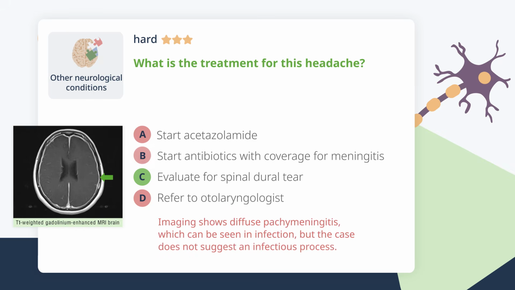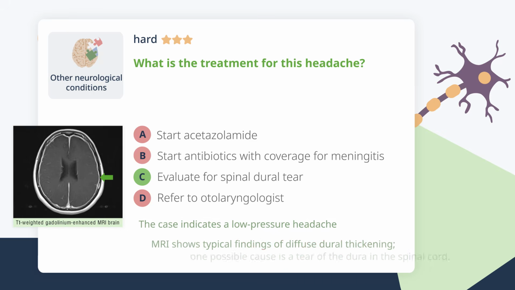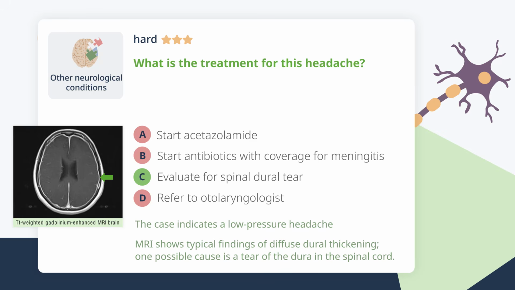What about antibiotics? We see smooth dural enhancement. That's a finding we can see in meningitis, though imaging in meningitis tends to be focal. We don't tend to see this diffuse, smooth pachymeningitis with an infectious process as we do with this low-pressure headache. And so here, this suggests a non-infectious etiology. In addition, the patient is afebrile and not otherwise ill, which would be additional clinical symptoms that would point us in the direction of an infection. And so in this case, we should evaluate for a spinal dural tear.